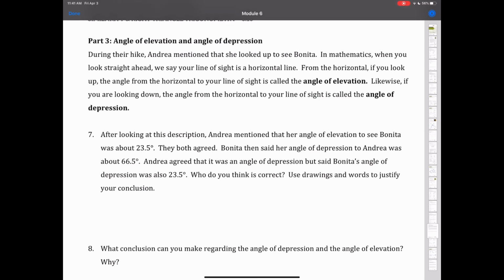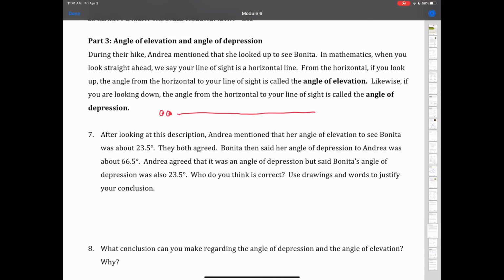Okay, so our last part here, part 3, angle of elevation and angle of depression. During their hike, Andrea mentioned that she looked up to see Benita. In mathematics, when you look straight ahead, we say your line of sight is a horizontal line. So let's say this is you. This right here, that's your line of sight.